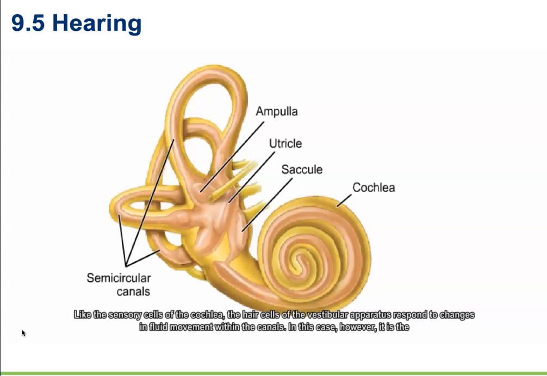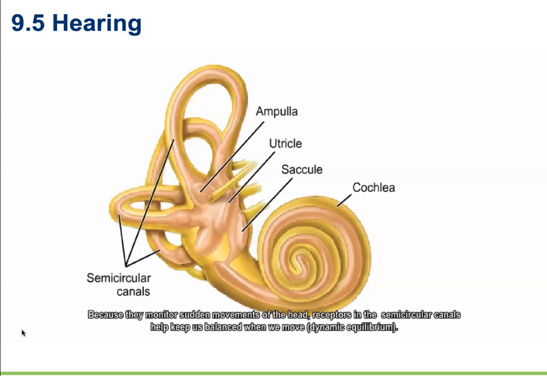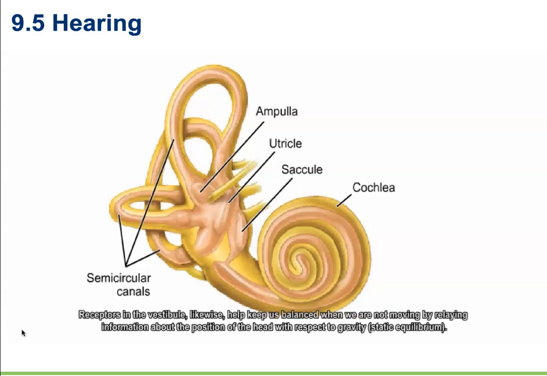Like the sensory cells of the cochlea, the hair cells of the vestibular apparatus respond to changes in fluid movement within the canals. In this case, however, it is the movement of the head that causes the fluid in the canals to move. Because they monitor sudden movements of the head, receptors in the semicircular canals help keep us balanced when we move, contributing to our sense of dynamic equilibrium. Receptors in the vestibule, likewise, help keep us balanced when we're not moving by relaying information about the position of the head with respect to gravity, contributing to our sense of static equilibrium.